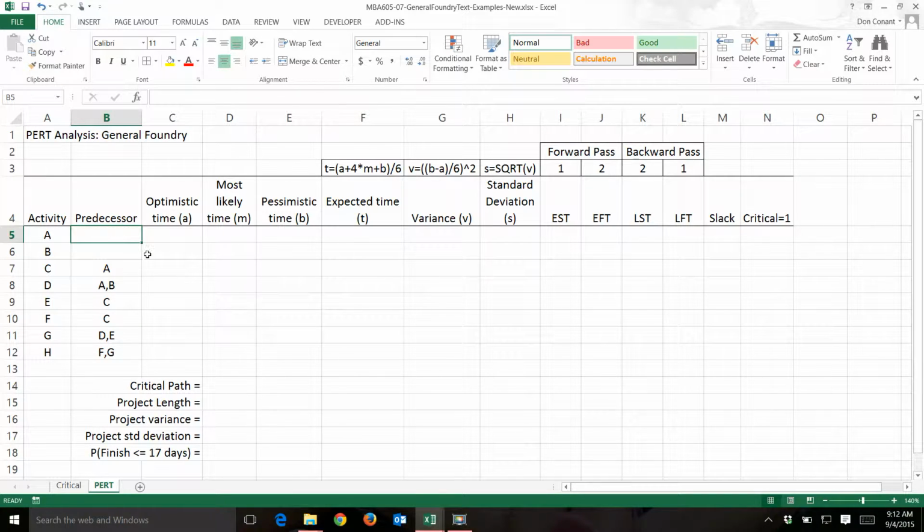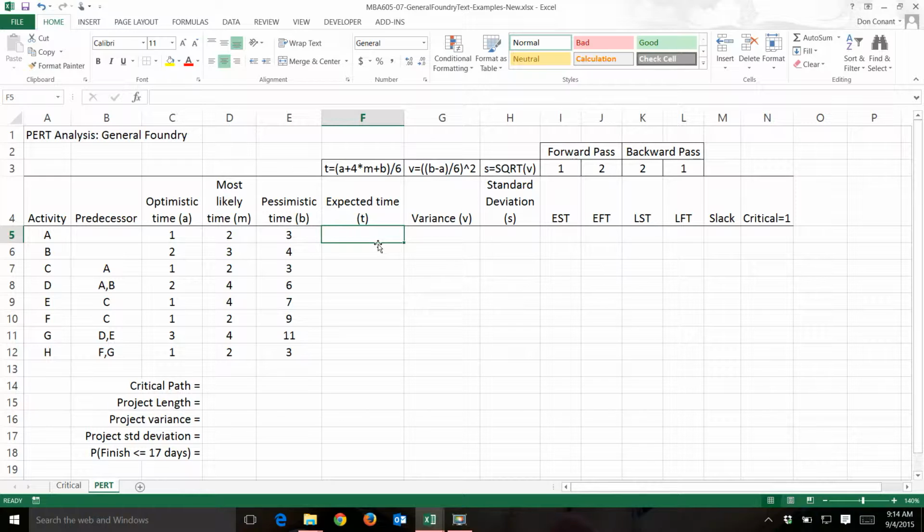Always determine, even though we know, it's a good habit to get into, determine the number of n nodes. We look at our predecessors. We see that we have A, B, C, D, E, F, and G. The only activity that does not precede another activity is activity H. Therefore, it is the n node. Now we will enter the times that we've been given. You may want to pause the video at this point.